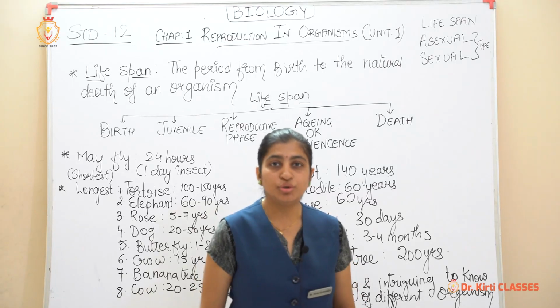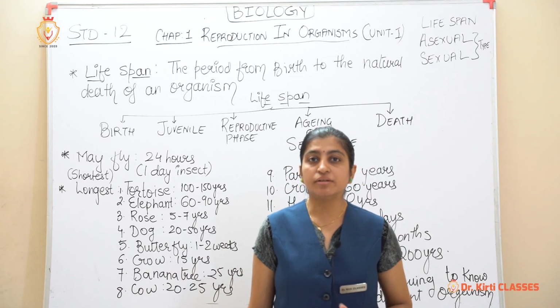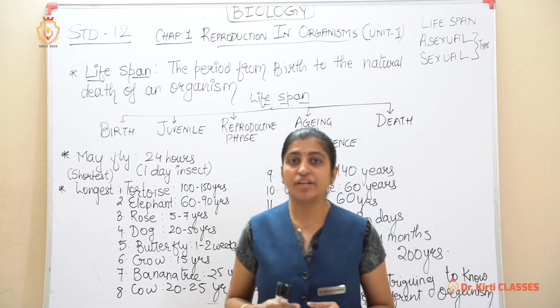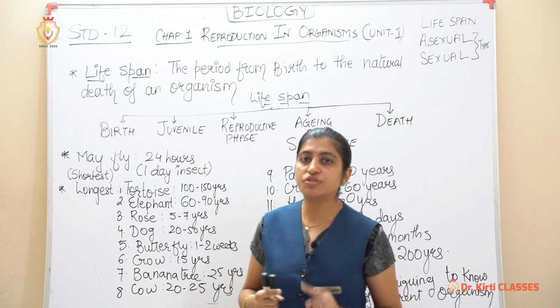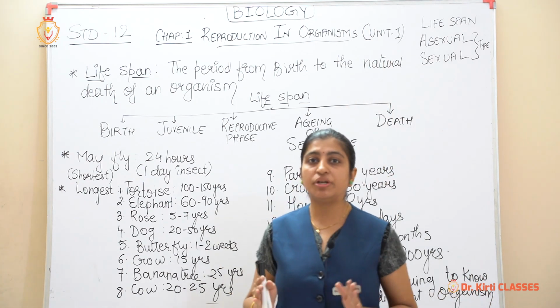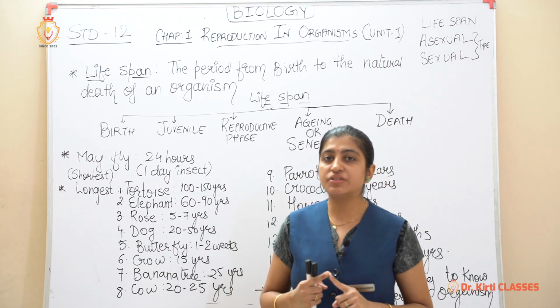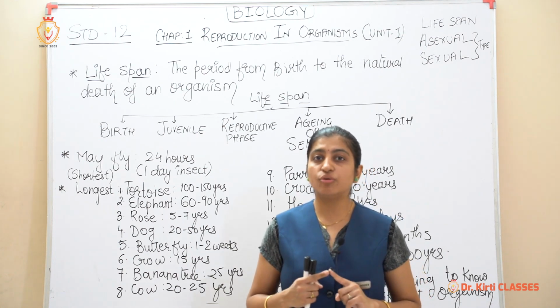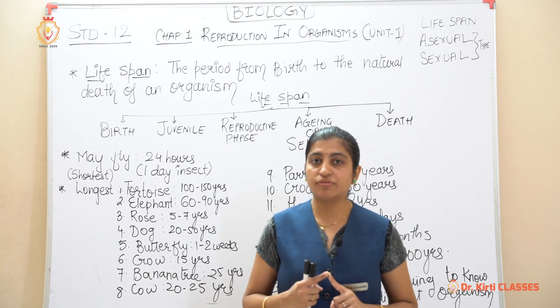Hello everyone. Today we'll start with chapter number 1, unit 1. It consists of reproduction in living organisms. In this unit 1, there are 4 chapters regarding reproduction. The first chapter is regarding living organisms. All the types of reproduction, in this chapter we will learn it.